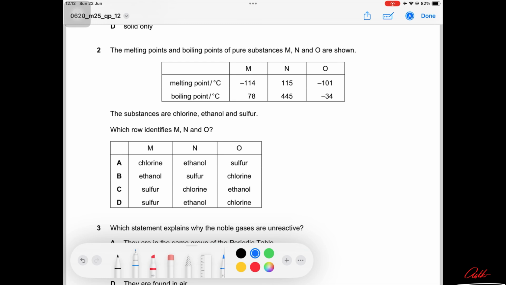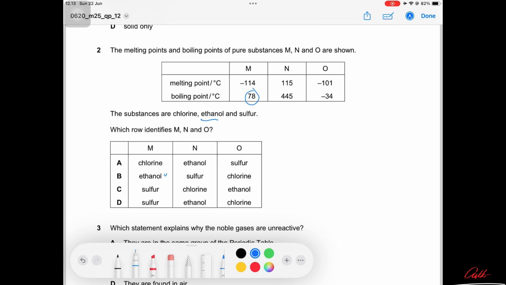Okay, the first clue I can give you is that we have ethanol here, and as you know, ethanol has a lower boiling point than water. Water has a boiling point of 100 degrees Celsius, so just find the number below 100. So we have 78, for substance M. It means we can consider M as ethanol, so you can choose option B.